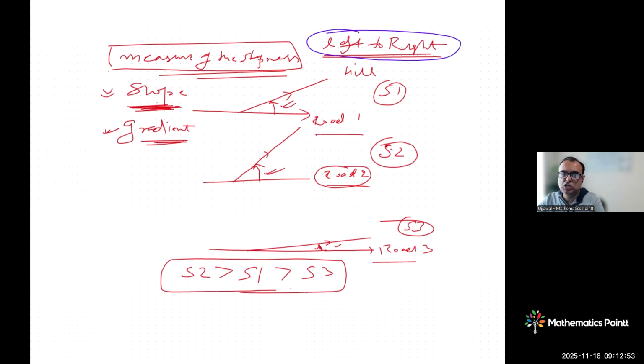Now, how do we measure this slope? Slope has no units. There are no units of slope, meaning kilometer, meter, centimeter, degrees, nothing. Slope hasn't got any units. Slope is just a number.